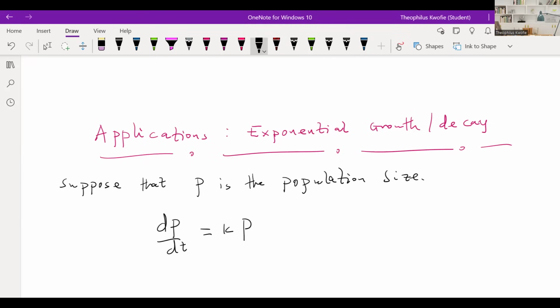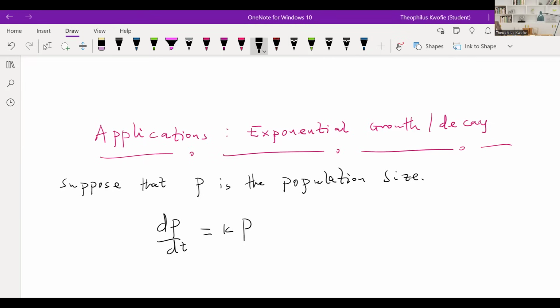I want us to take note that P in this case is a population size. And k is a constant that determines whether the population is growing or decaying. I want us to take note because I'll be making reference to that. So let's understand the fundamentals. Very important.